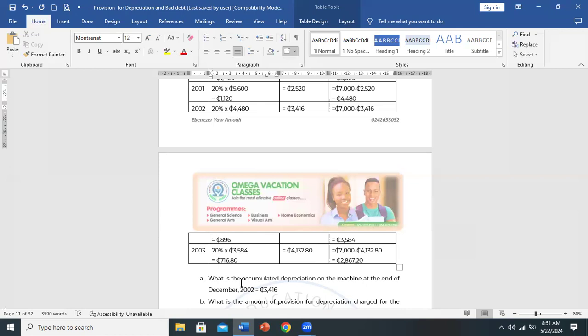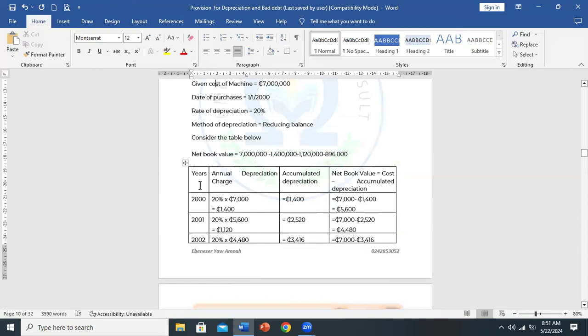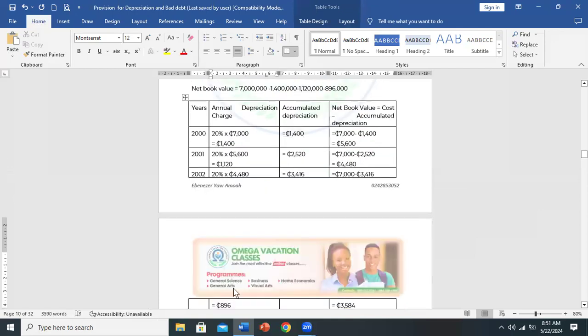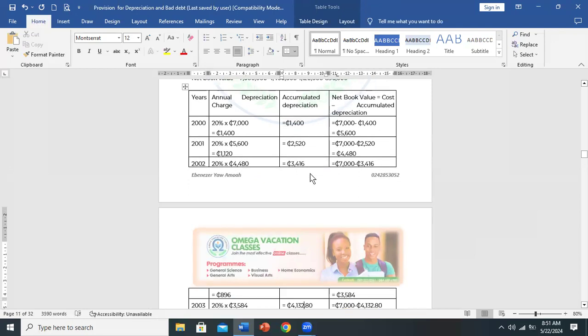Now, if you want to follow the table I have prepared, then you can have columns for the years, the annual depreciation charge, where you apply the rate on the net book value. Then you do your accumulated depreciation. So for the first year, this will be the accumulated depreciation. The second year is going to be the first year's depreciation plus the second year's depreciation. That is how come you have this 2,520. In the third year, 2002, the depreciation is 896. So when you add the 3, you should arrive at the 3,460. So you can do that as well.